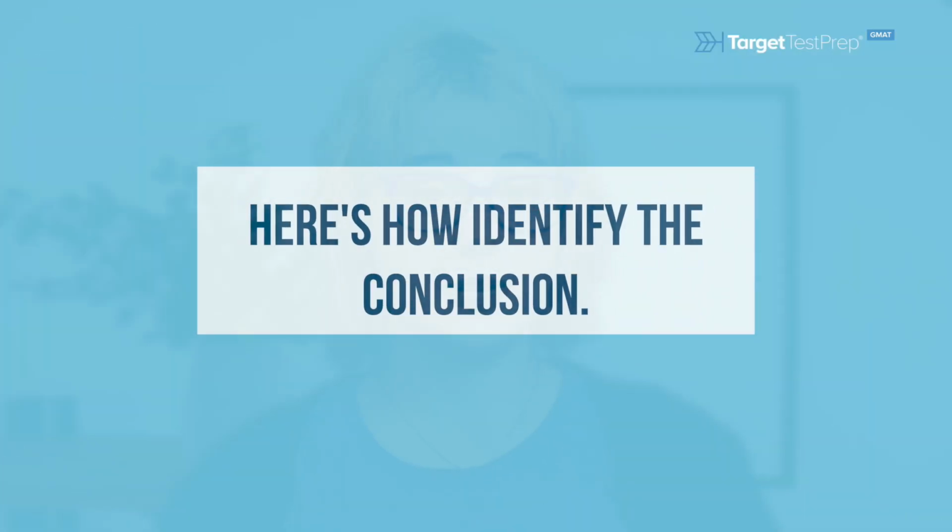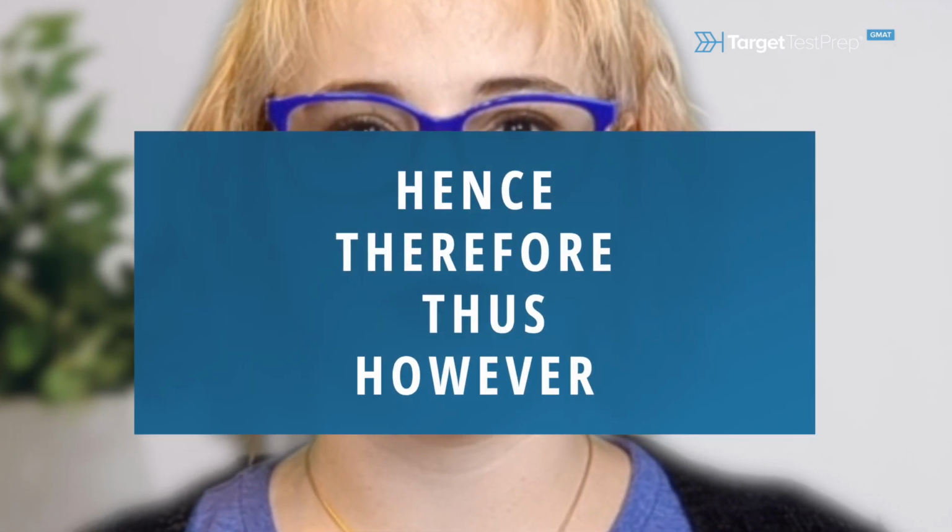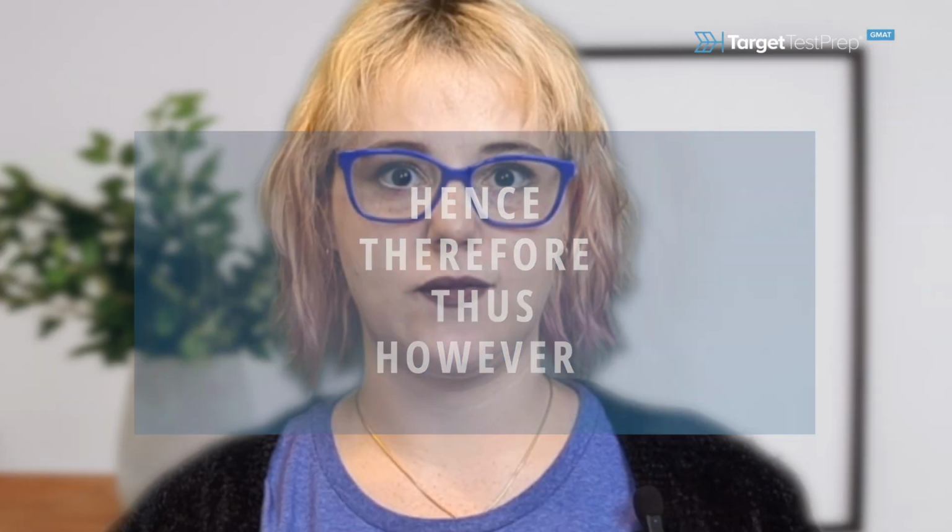When tackling a critical reasoning question, the first step is to break down the argument into its components. Here's how. Identify the conclusion. What is the author trying to convince you of? It's frequently signaled by words like hence, therefore, thus, or even however. Find the supporting evidence. Look for reasons, facts, or background info that supports their conclusion.